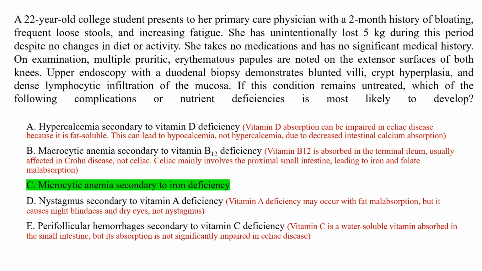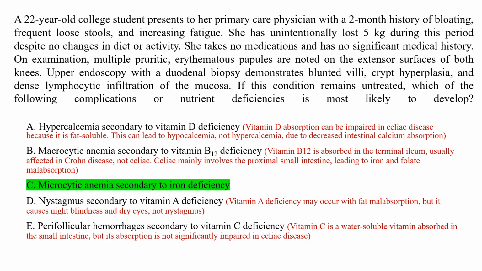Let's have a look at why the other options are incorrect. Option A is incorrect because vitamin D absorption can be impaired in celiac disease because it is fat soluble, and this can lead to hypocalcemia and not hypercalcemia due to decreased intestinal calcium absorption. Patients may develop osteomalacia or osteoporosis, but hypercalcemia is not expected.